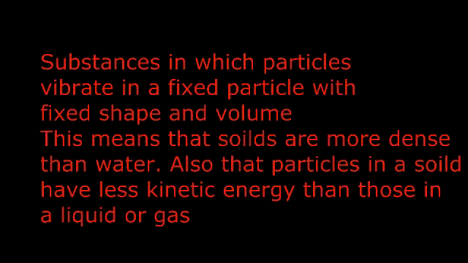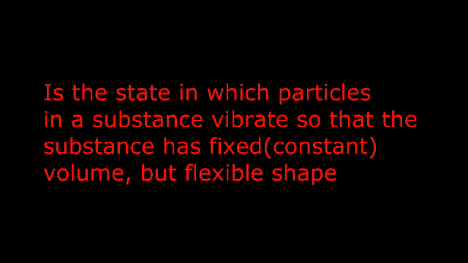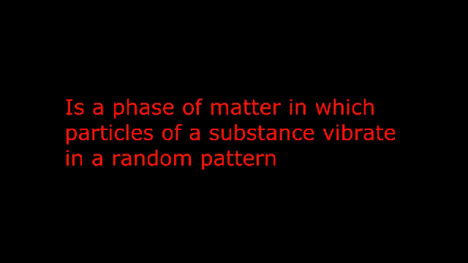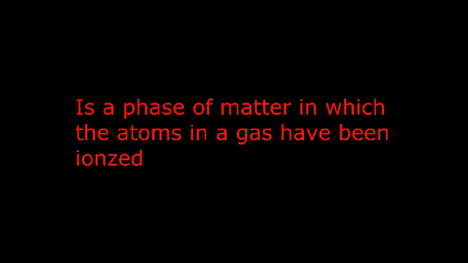This means that if a substance is more dense, particles in a solid will have less kinetic energy than those in liquid or gas. Now for liquid. Liquid is the state in which particles in a substance vibrate so that the substance has a fixed or constant volume but a flexible shape. Lastly, gas is a phase of matter in which particles of a substance vibrate in a random pattern. Along with gas, plasma is a phase of matter in which the atoms in the gas have been ionized.